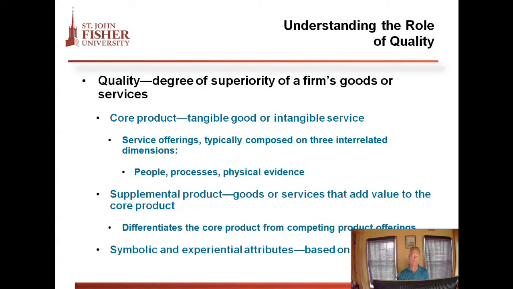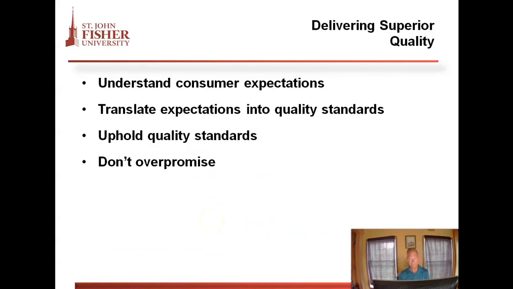So understanding the role of quality: quality is the degree of superiority of a firm's goods or services. You've got core product quality, that's your tangible. And then you've got service offerings: how convenient it is, how easy it is, their post-service, their pre-purchase services. And then you've got supplemental products, like goods or other things that come along with it that aid in and enhance the understanding of the core product.